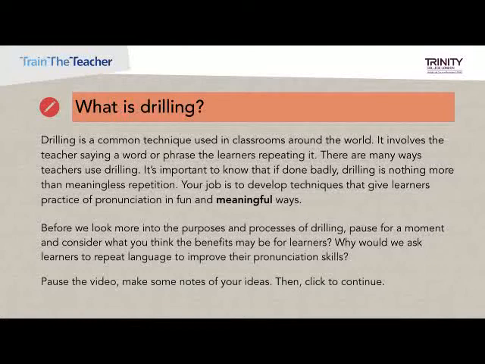It's important to know that if it's done badly, drilling is nothing more than meaningless repetition. And you should also be aware that no one learned to communicate successfully from drilling alone. Your job is to develop techniques that give learners the practice of pronunciation they need, but in a fun and meaningful way. Before we look more into the purposes and processes of drilling, pause for a moment and consider what you think the benefits may be for learners.